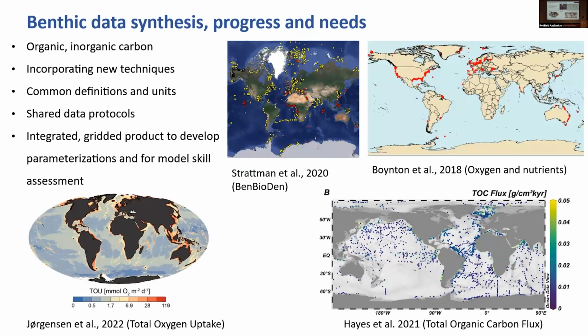The good news is that there have been many different data syntheses in the past few years. Here are some of the data syntheses that we started looking at. Stratman et al. looks at benthic data, so macrobenthos and meiobenthos. Boynton et al. looks at oxygen and nutrients, Jorgensen at total oxygen uptake, and Hayes at total organic carbon flux. You can see that for some of them there's still a lot of the world's oceans with basically no data. And the figure I showed on the previous slide for the U.S. East Coast is one of the best sampled areas in the world.